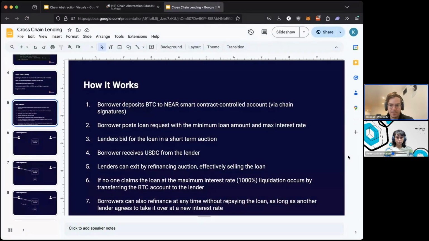So, a couple of examples of how exactly this works. We'll walk through this with some visuals, but just to lay it out in text here. Step one, let's imagine that a borrower is going to deposit Bitcoin to that NEAR smart contract control. Same thing we showed before, where the borrower asks the contract for a deposit address on Bitcoin and then sends it there. Let's imagine then that the borrower requests a loan with some type of set minimum loan amount. So, okay, I put up 1 Bitcoin. The minimum I'll accept against that is 20,000 USDC. And the maximum interest rate I'm willing to pay is something like 10%.